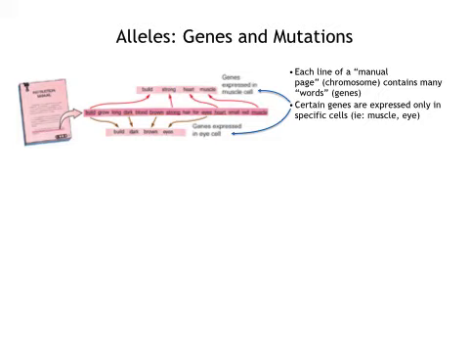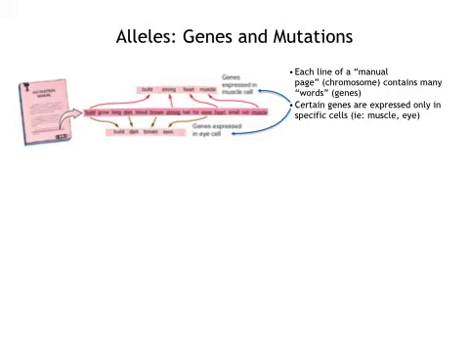So for example, when the gene for RNA polymerase, which is that enzyme that is involved in transcription, is expressed, it means that that gene was used to make that protein, RNA polymerase.